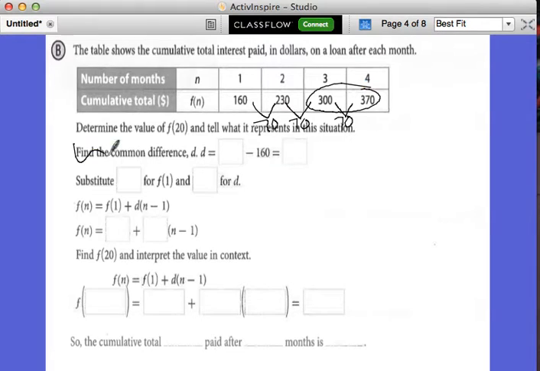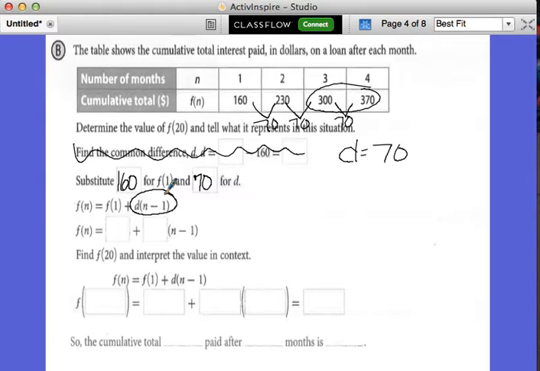So I'm not worried about that. And then I know that the common difference in this case is 70. Right, and then I also know that my f of 1 is 160, so I'm going to substitute 160 for f of 1, and I'm going to substitute 70 for d. All right, and then because I want to write it as an explicit rule, I know that it's my common difference that I'm going to multiply, and I'm going to add it to the same number each time.